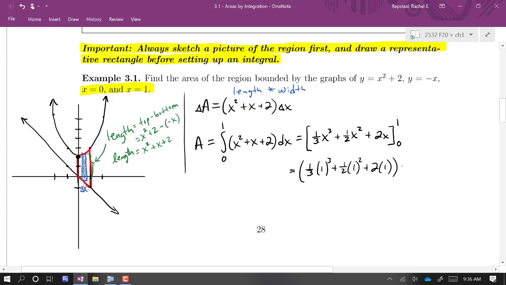So plugging in 1, minus, and then what do we get when we plug in 0? Every term has a factor of x. So if I plug in 0, every term is 0, and the whole thing is 0. And so this is just 1/3 plus 1/2 plus 2. And that ends up being 17/6.